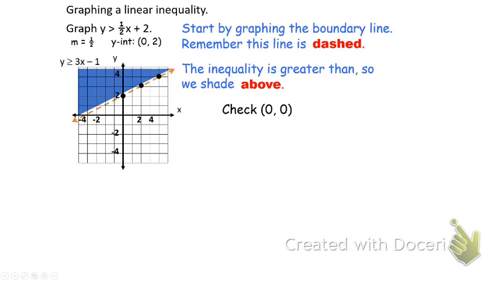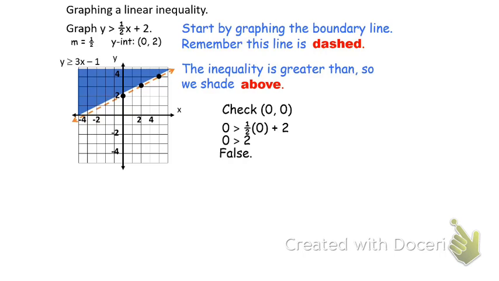If you pick a point that's not in the shaded region, just got to make sure that when you check it, it comes out to be false. So here we go. If I plug in 0, 0, I get 0 is greater than 1/2 of 0 plus 2. Half of 0 is 0, and 0 plus 2 is 2. Now is 0 greater than 2? No, that's wrong. 2 is greater than 0.